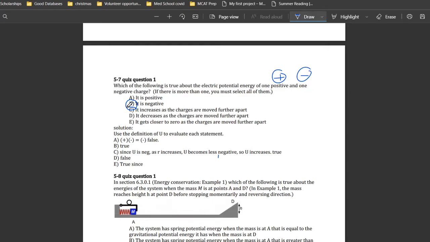It increases as the charges are moved farther apart, and it gets closer to zero as the charges are moved farther apart. So A and D are false, but B, C, and E are all true.